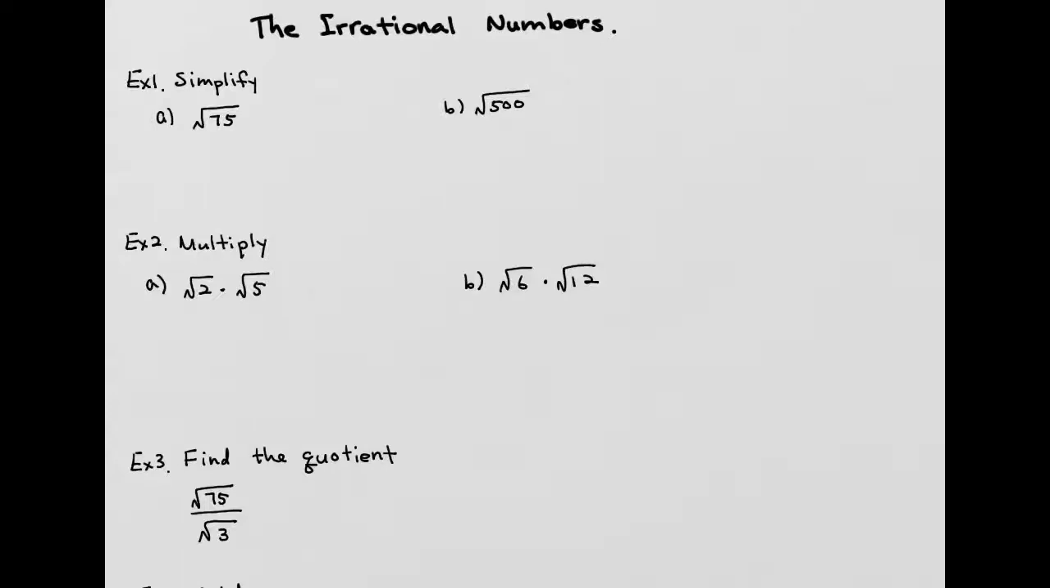Today's lecture, we're going to look at the irrational numbers. Example one, let's simplify given irrational numbers. As you can see, square roots are part of the irrational values. So let's look at the square root of 75. Let's see if we can simplify that.